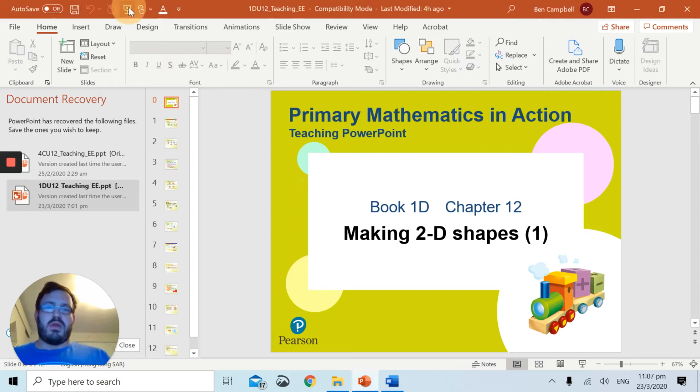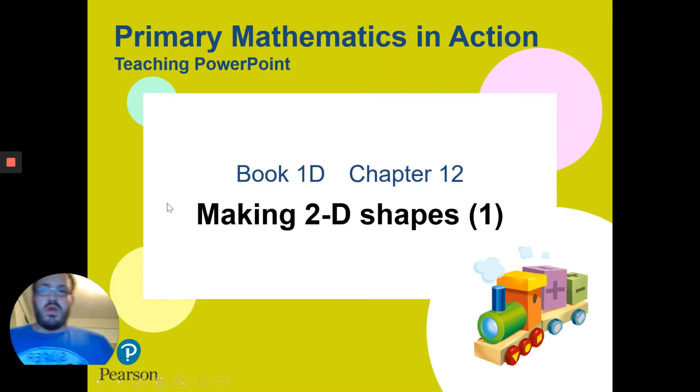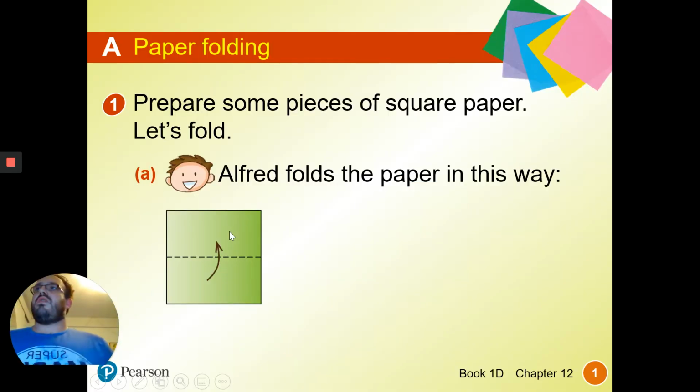So this week we're going to be looking at making 2D shapes. Last week we just looked at the start, so let's get straight into it. Okay, so let's begin then. We're going to take a piece of paper and prepare it to make it a square.